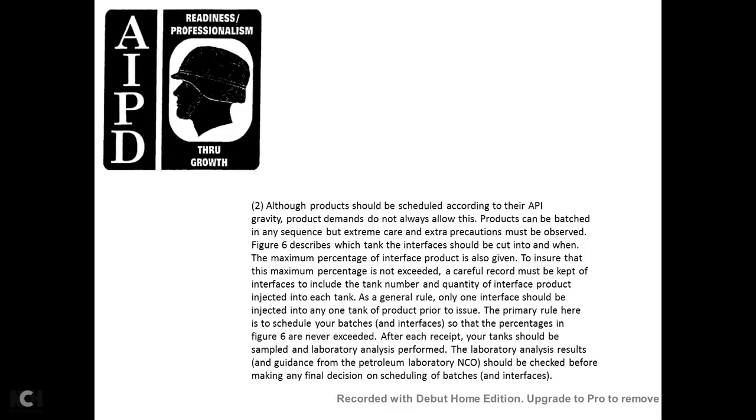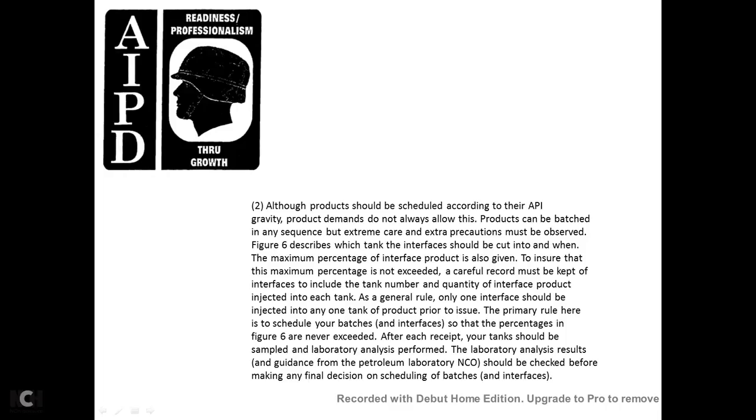Figure 6 describes the interface that should be cut into tanks, and the maximum percentage of interface should be given to ensure the maximum percentage is not exceeded. Careful records must be kept. Records of interfaces include the tank number, quantity, and product injected into the tank. Generally, only the interface should be injected into any one of the tanks of the product prior to the issue. The primary rule for scheduling your batches and interfaces is that the percentage in Figure 6 is never exceeded.